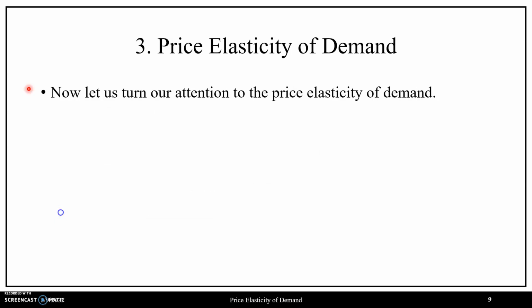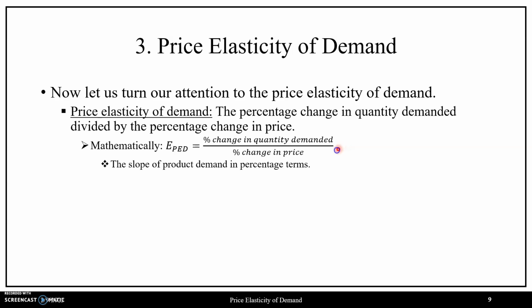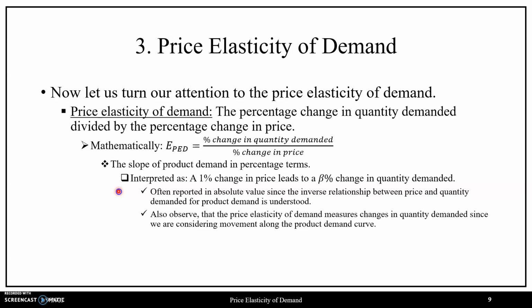Now turning our attention towards the price elasticity of demand, this is going to be the percentage change in quantity demanded divided by the percentage change in price. Mathematically, this is the slope of the product demand curve in percentage terms, and is interpreted as a 1% change in price leads to a beta percent change in quantity demanded, where this is reported in absolute value since the inverse relationship between quantity demanded and price is well understood. But also observe that the price elasticity of demand measures a change in quantity demanded since we are considering movement along the product demand curve.